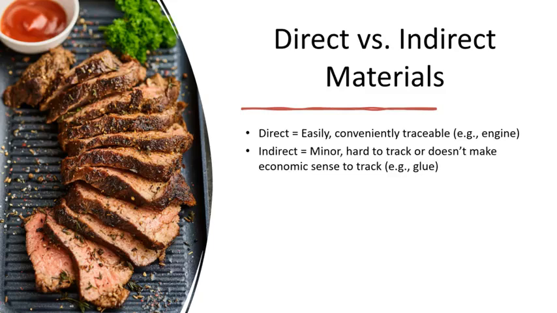Now it's steak time. Say you're thinking of hosting a cookout. The steak, what would that be? Well, that's a direct cost. How about the ketchup? What would that be? That's an indirect cost. No one's counting ketchup used per person.